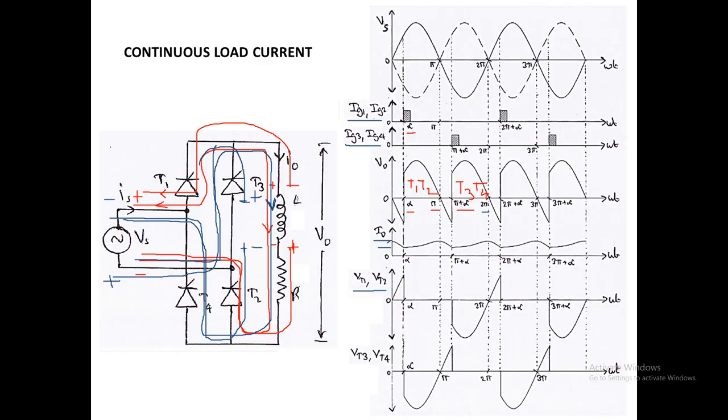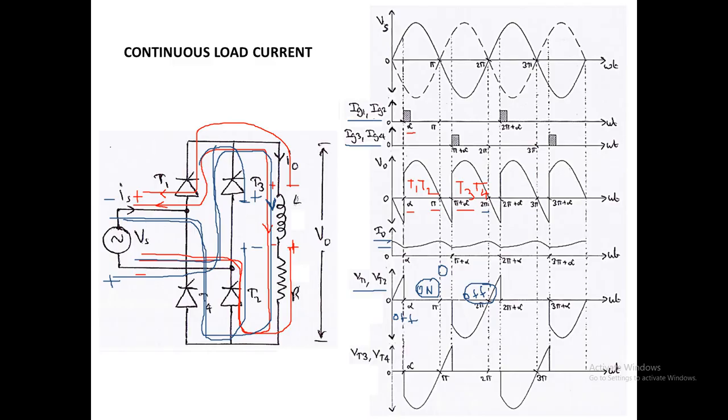So from 0 to alpha it will be in off condition, and alpha to pi it will be in on condition, and pi to pi plus alpha also it will be in on condition, and again pi plus alpha to 2 pi plus alpha it will be in off condition. So during this it will follow the input voltage, and during on condition it will have the magnitude of 0.